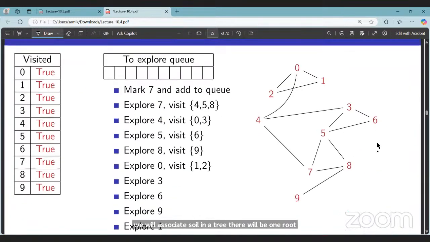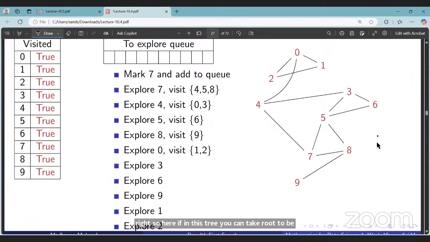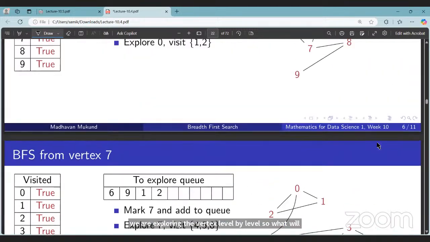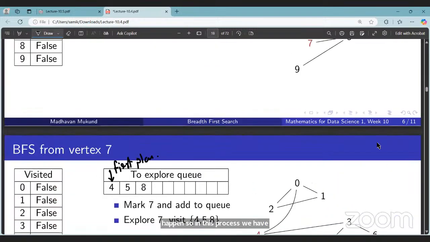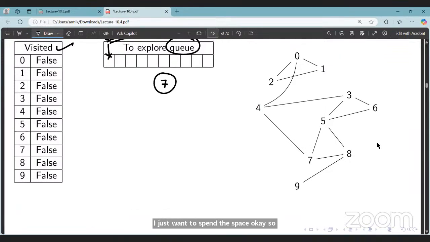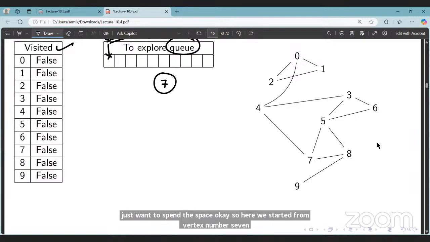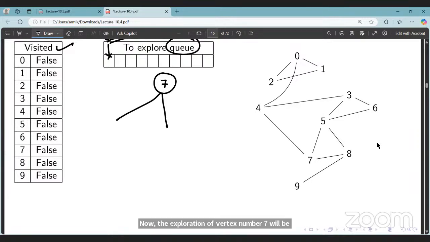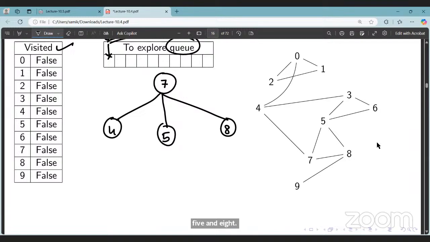But in the BFS process, since we are exploring the vertices level by level, what will happen? We have started our BFS process from vertex number 7. The exploration of vertex number 7 will be the cause of visiting vertex numbers 4, 5, and 8. Correct? Now the exploration of 4 is the cause of visiting the vertices 2 and 3.